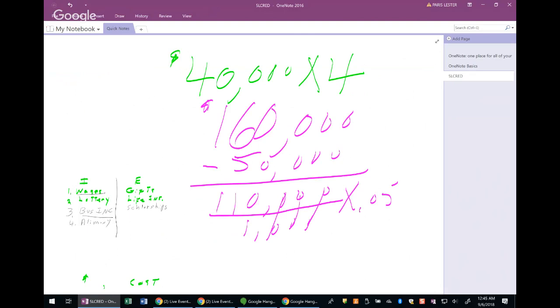Your company will put that on your W-2, and you'll pay taxes on $5.50. That's not bad to get that kind of insurance, is it?